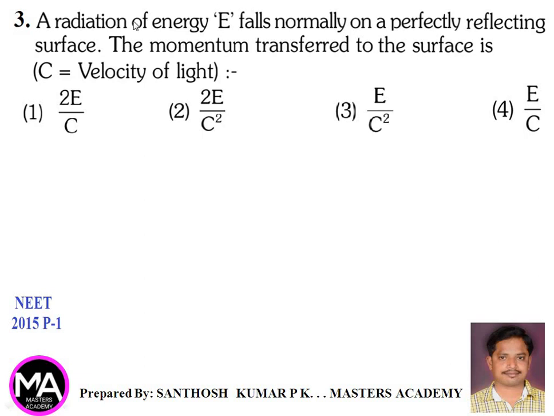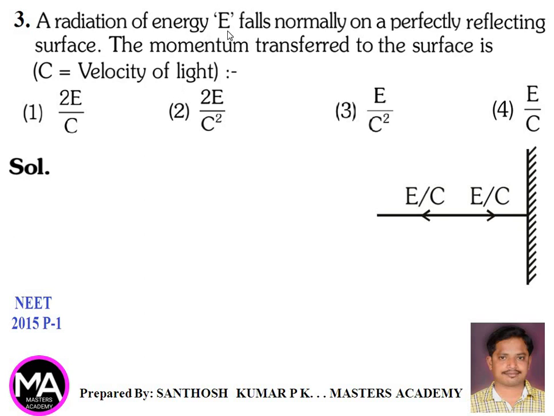Next, a radiation of energy E falls normally on a perfectly reflecting surface. The momentum transferred to the surface is, where C is the velocity of light. Four options are given. We know that the momentum of light is P is equal to E by C. So, E by C is incident on a perfectly reflecting surface, which means the incident light and the reflected light will be along the same line. It is a perfectly reflecting surface, so the same momentum will be reflected back. Therefore, the momentum is E by C.